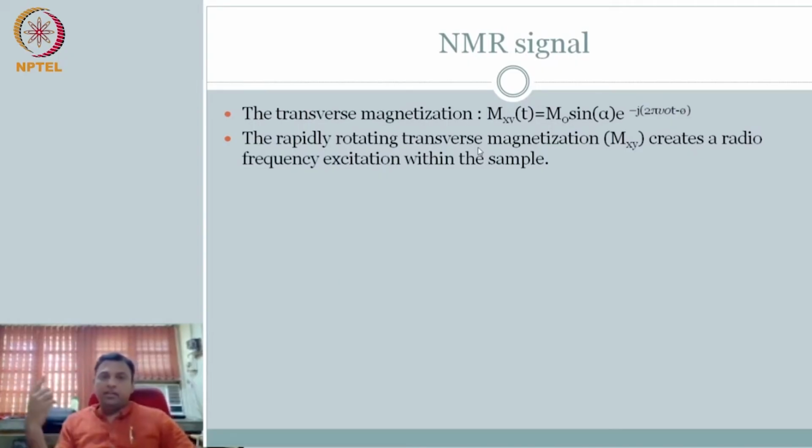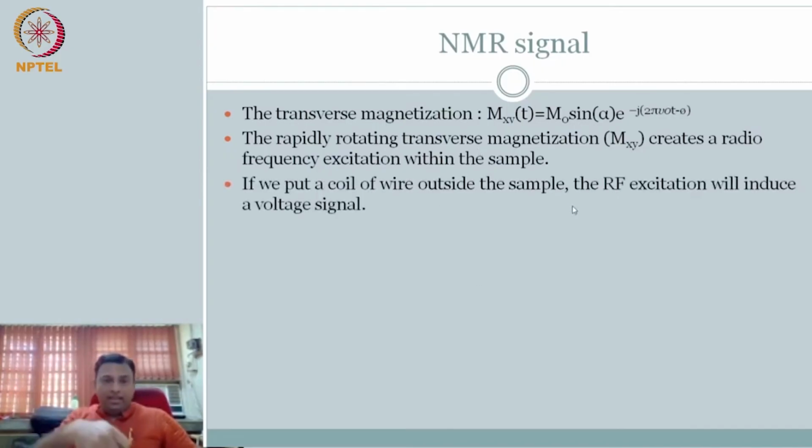It is rotating. So when you have a sample and the magnetic vector is rotating, then it creates an RF excitation, right? It's reciprocal, electromagnetic. So when you have a magnetization vector that is rotating rapidly, then the sample is experiencing an RF excitation. So what will happen is, if you put a coil of wire outside the sample, this RF excitation will induce a voltage.